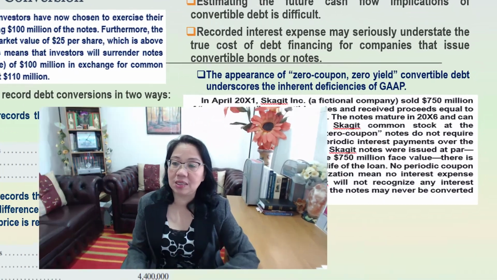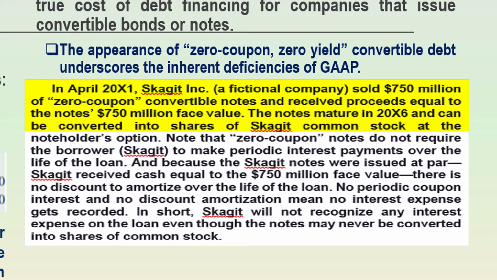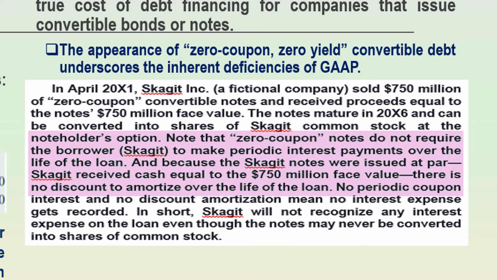Let's have a look at this example. In April 20X1, Skagit sold $750 million of zero coupon convertible notes and received proceeds equal to the notes, $750 million face value. The notes mature in 20X6 and can be converted into shares of Skagit common stock at the note holder's option. Note that zero coupon notes do not require the borrower, in this case Skagit, to make periodic interest payments over the life of the loan.